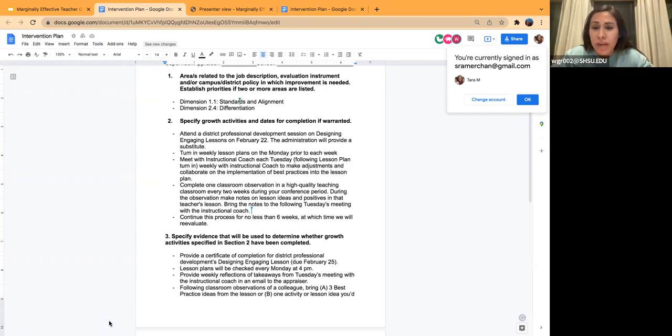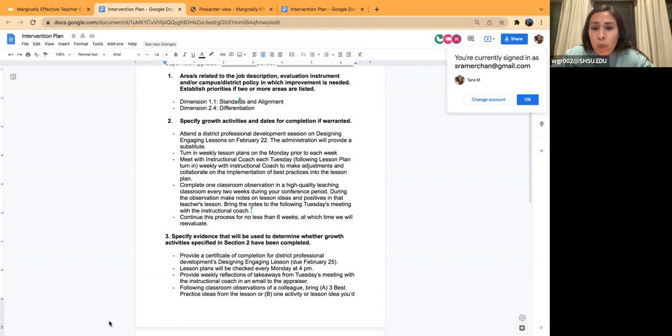We will be providing a substitute for her. Mrs. Session will also be turning in weekly lesson plans on the Monday prior to each week, and this is just to hold her accountable. But she's also going to be meeting with our instructional coach each Tuesday after the lessons are turned in. And this way she and the instructional coach together can make adjustments and collaborate on the implementation of best practices into the lesson plans.